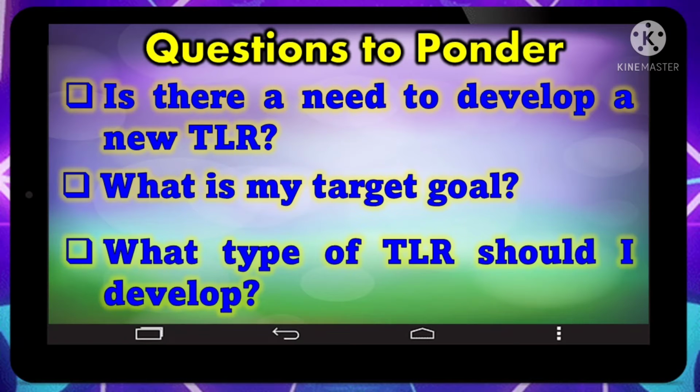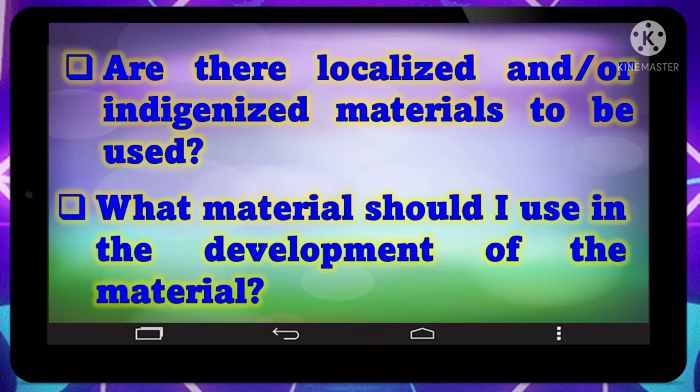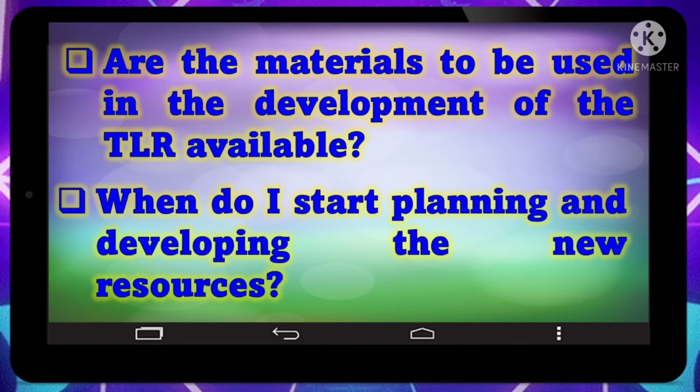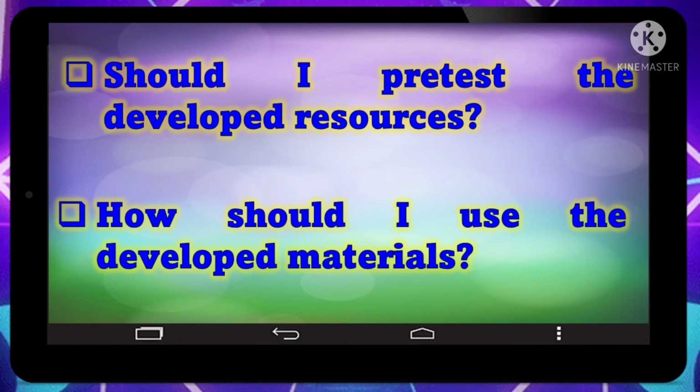1. Is there a need to develop a new TLR? 2. What is my target goal? 3. What type of TLR should I develop? 4. Are there localized and/or indigenized materials to be used? 5. What material should I use in the development of the material? 6. Are the materials to be used in the development of the TLR available? 7. When do I start planning and developing the new resources? 8. Should I pretest the developed resources? And last, how should I use the developed materials?